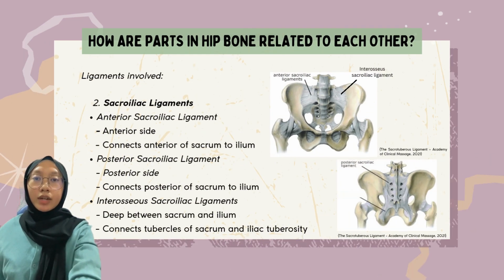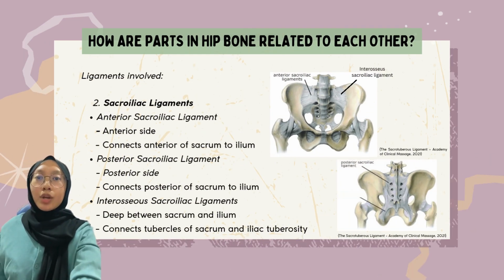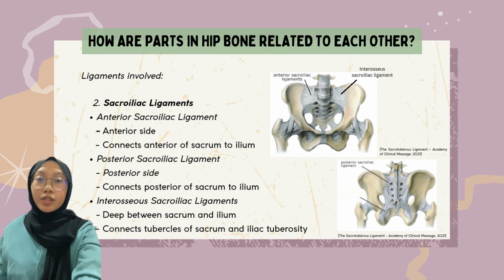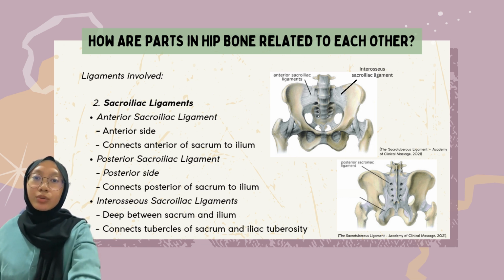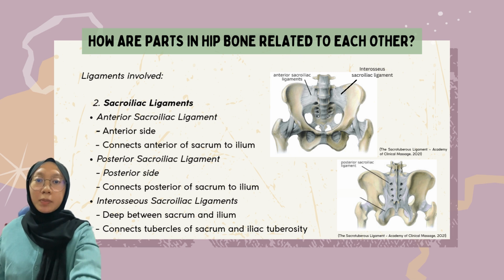Now, let us focus on the sacroiliac ligaments, which help to stabilize the sacroiliac joint, a joint that connects the sacrum to the ilium. Even though the sacroiliac ligaments don't move a lot, they are constantly under pressure because they have to transfer the weight from our upper body to our legs. So let us break down the three main ligaments in the sacroiliac ligament.